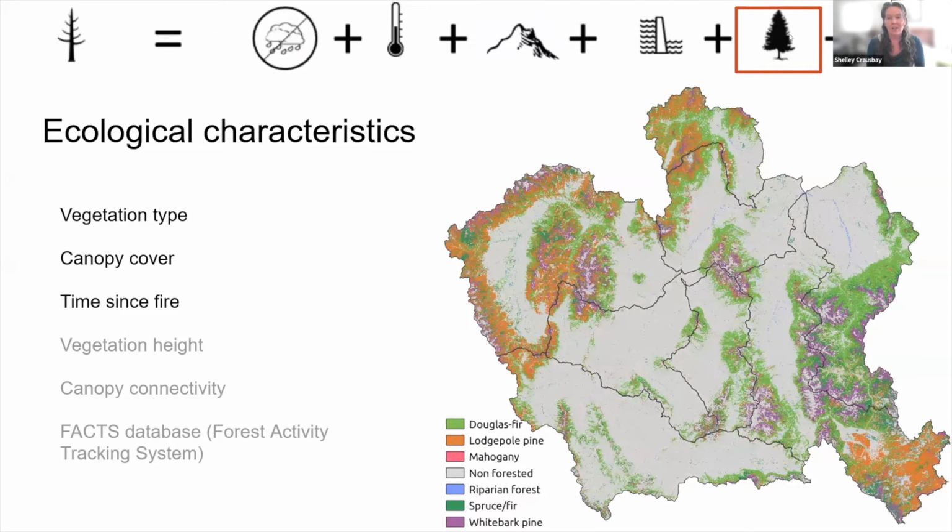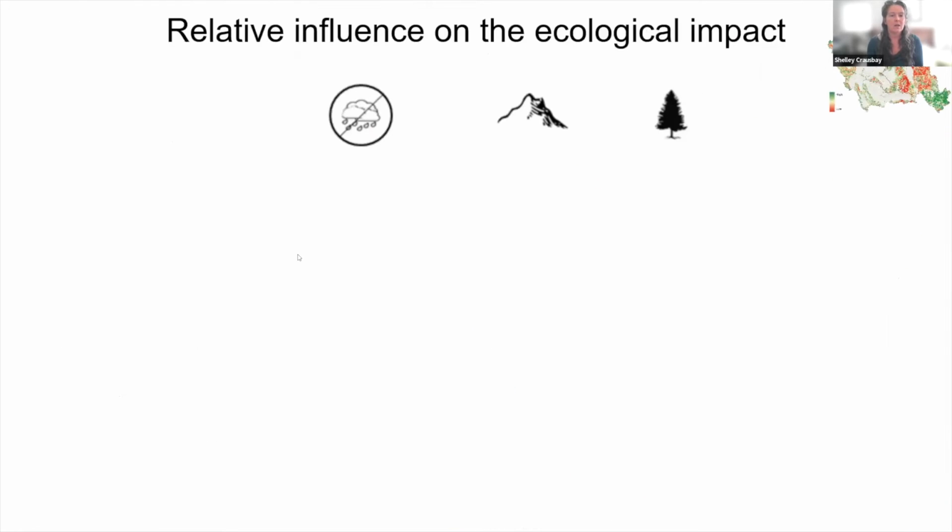We also considered ecological characteristics. So what were the vegetation types in this area? What's the percentage of canopy cover? What was the time since the last fire? We also considered vegetation height, canopy connectivity, trying to understand more about forest activity, recent management in these areas.